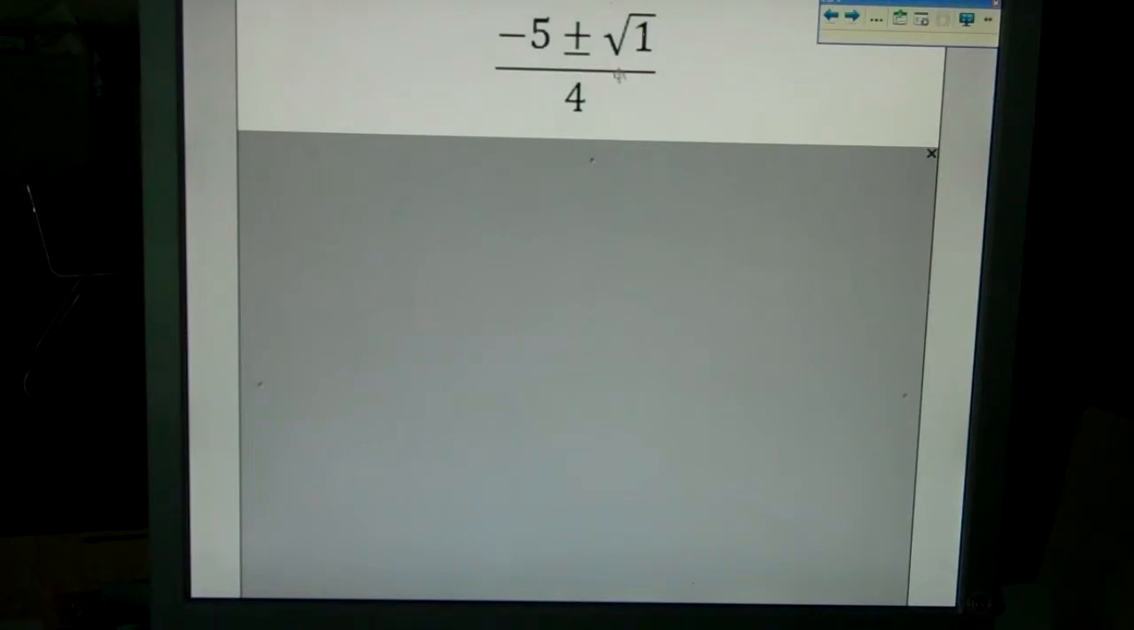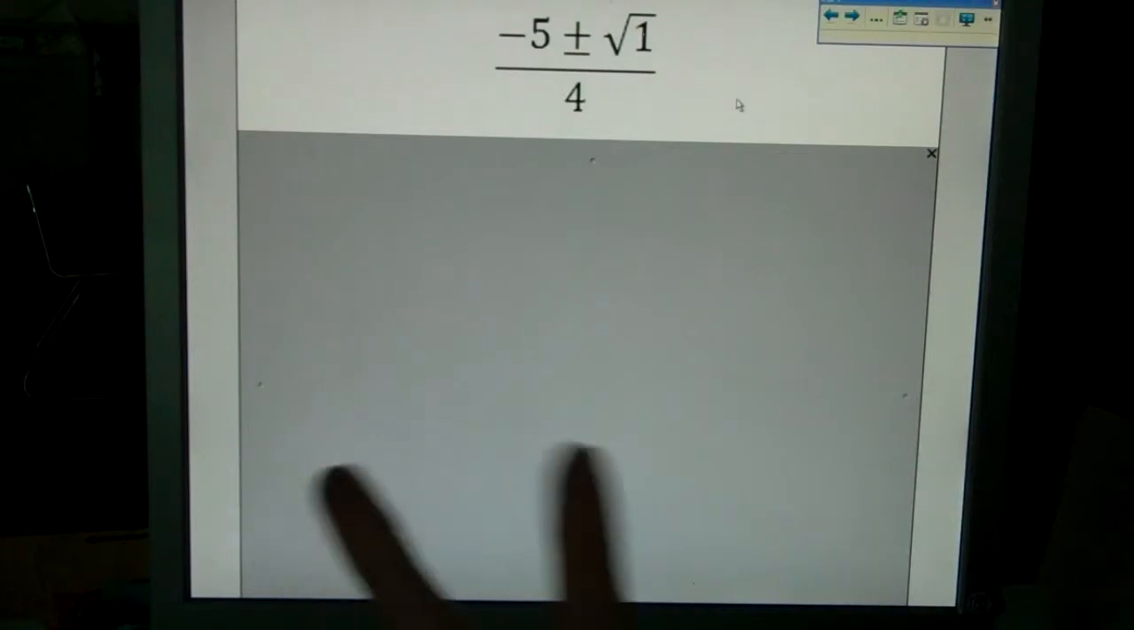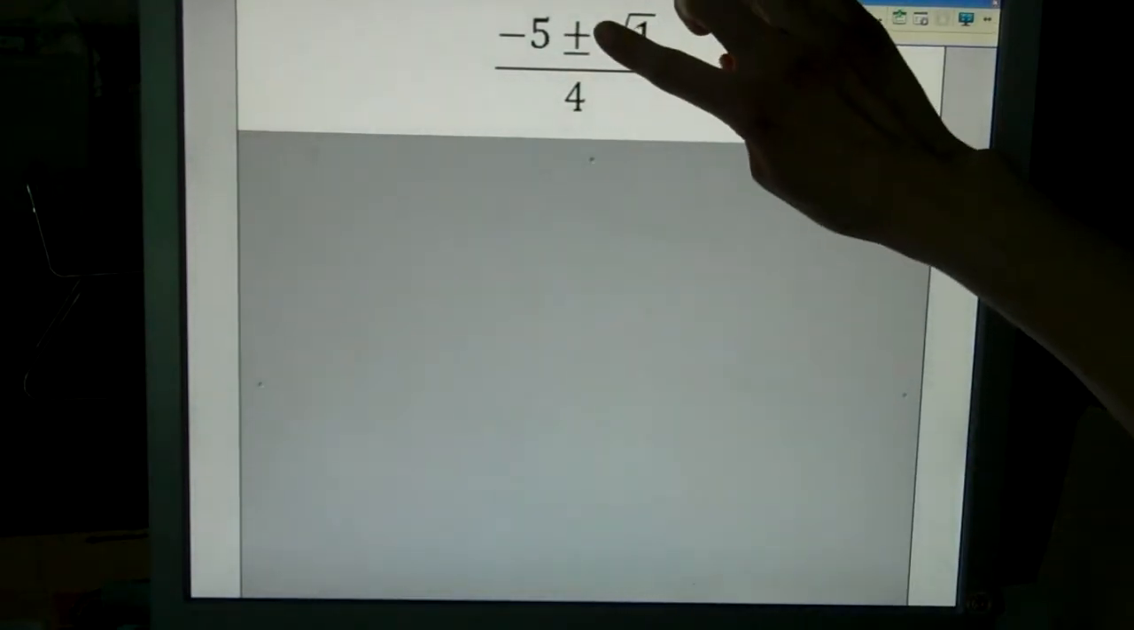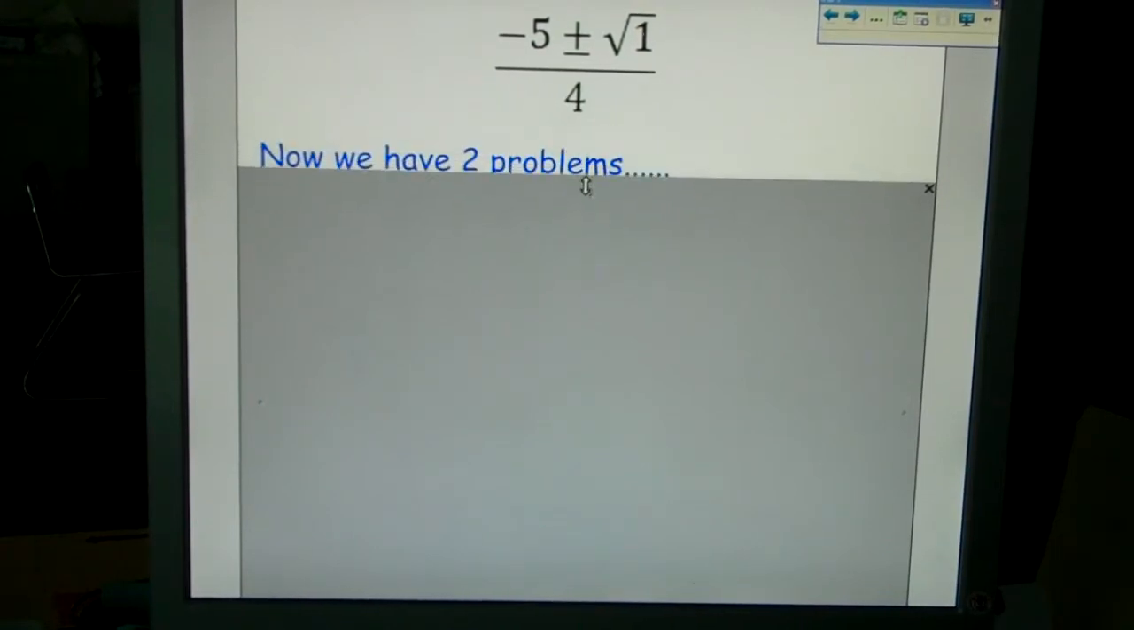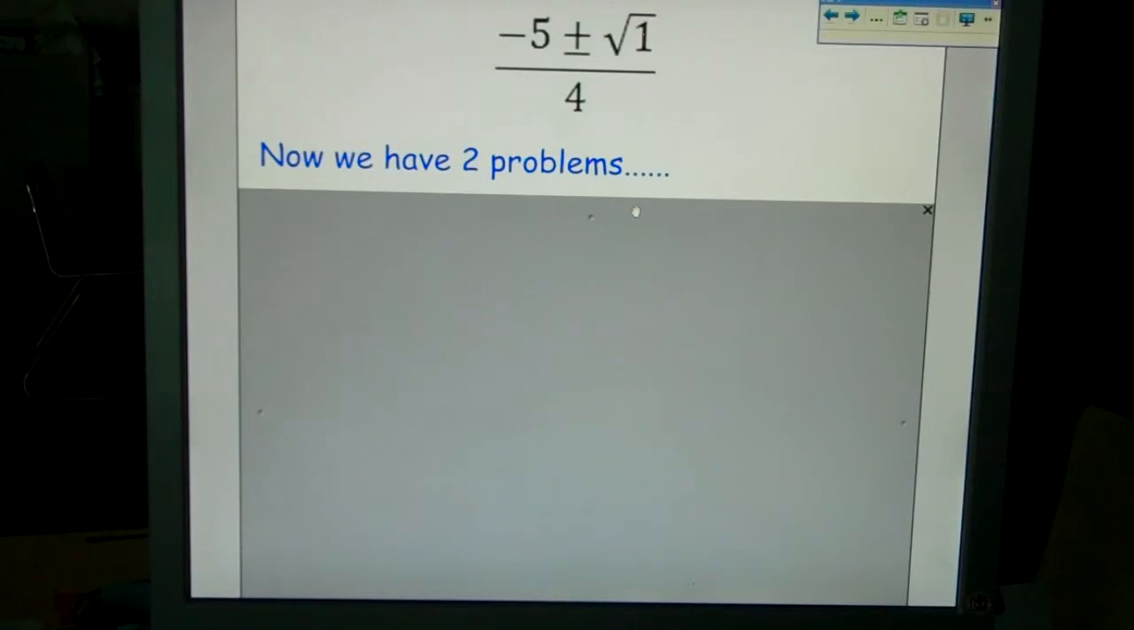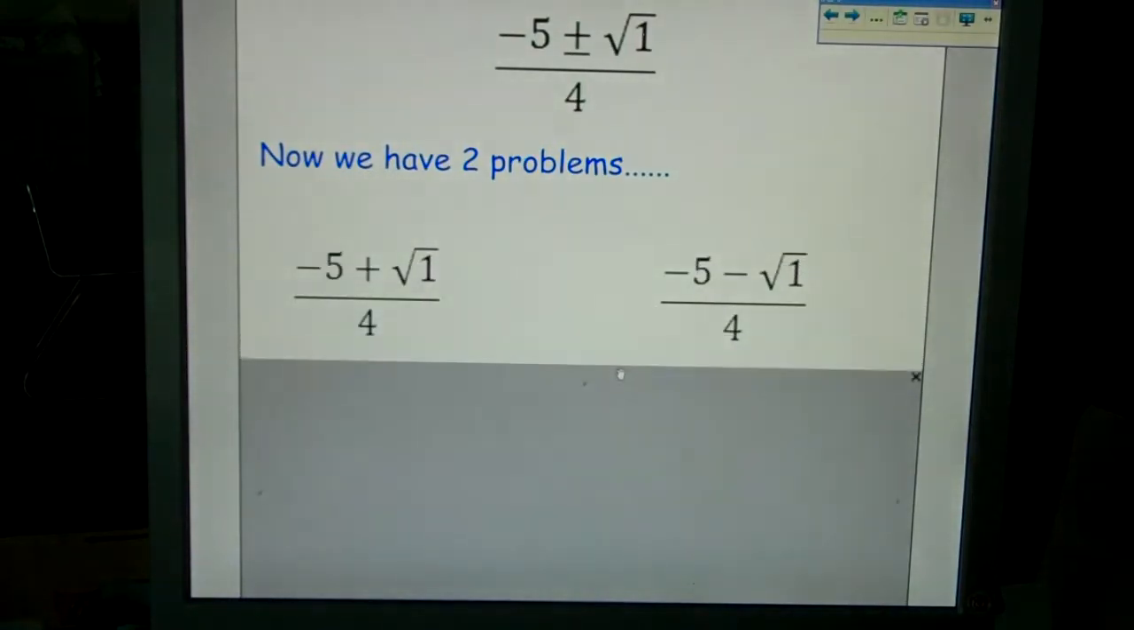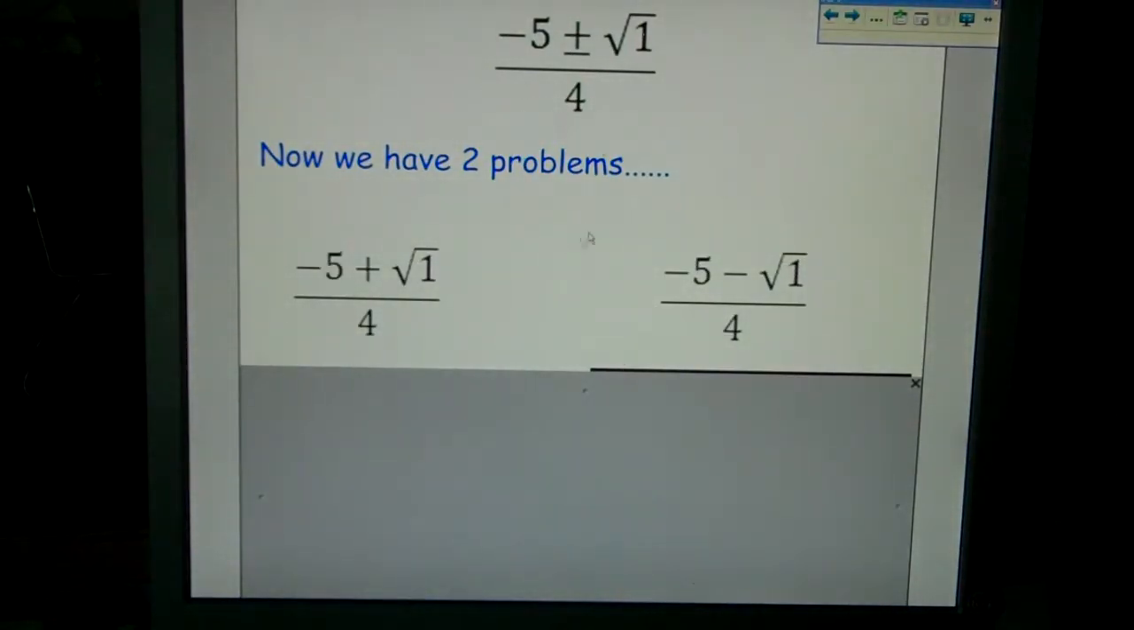X is equal to this. Now, you're seeing this plus or minus. We have never seen that before. But I told you, how many times does the parabola hit the x-axis? It hits it 2 times. So we're going to do one with a plus and one with a minus. So from this point, you now have 2 problems. Okay? And I'm going to show you how to write that. Here they are. Pay very close attention.